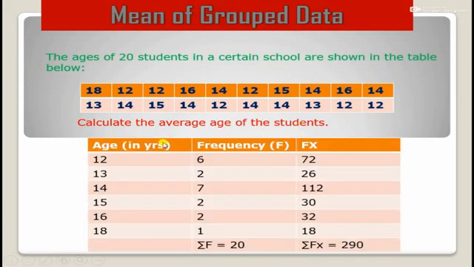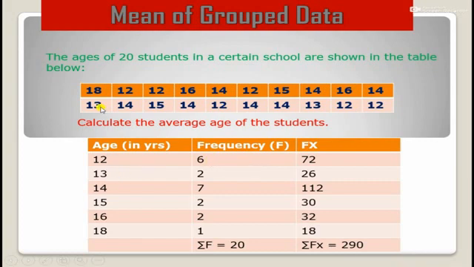Solution. You're going to prepare a frequency table in this manner. Of course, the least age in the class is what? 12. And the highest is what? 18. So we're going to label 12 to 18, that is 12 years, 13 years, up to 18 years. So we're going to count. How many students are 12 years old in the class? Let's count. 1, 2, 3, 4, 5, 6. There are 6 students who are 12 years old in the classroom.